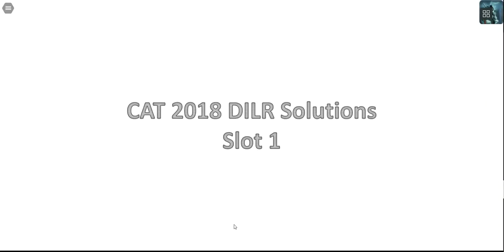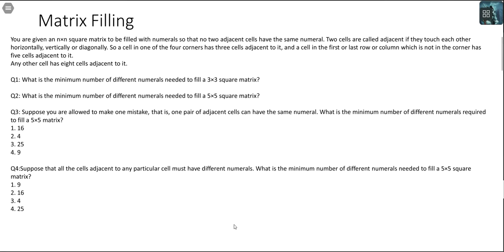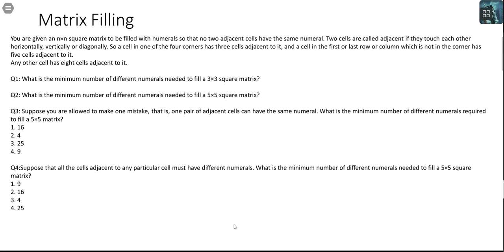Let's look at another question from CAT 2018 paper, DILR section, slot 1. This question is about matrix filling. You are given an n by n square matrix to be filled with numerals so that no two adjacent cells have the same numeral. Two cells are called adjacent if they touch each other horizontally, vertically, or diagonally.